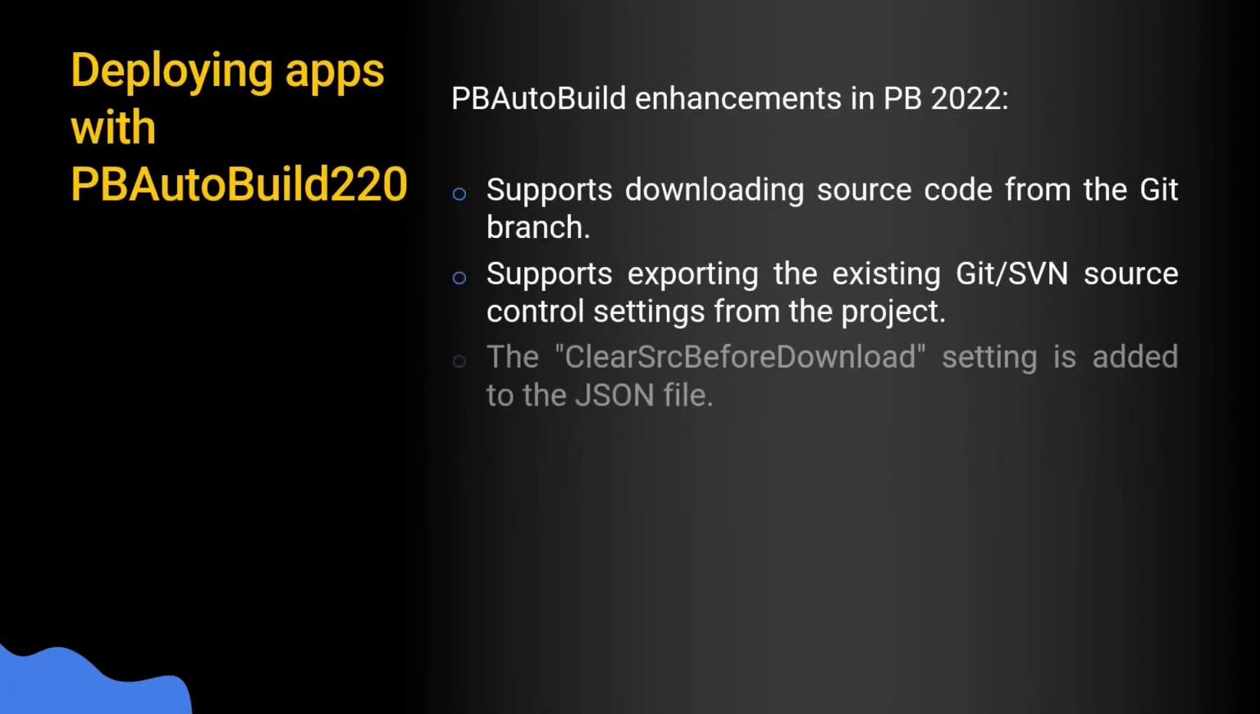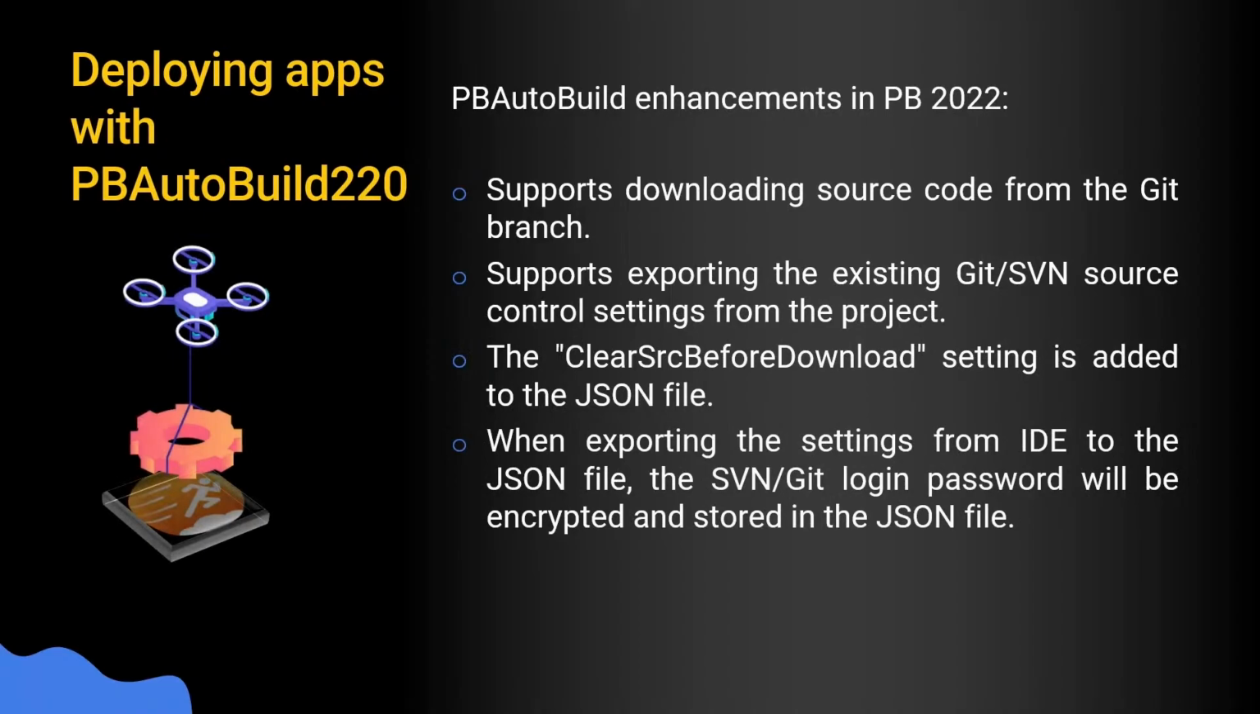What about PBAutoBuild improvements in PowerBuilder 2022? Well, it now supports downloading source code from the Git branch, and supports exporting the existing Git or SVN source code settings from the project, for example, the Git branch name. We have a new property or setting called clear SRC before download, which is exported to the JSON file. When exporting the settings from the IDE to the JSON file, the SVN or Git login password will be encrypted and stored in the JSON file.